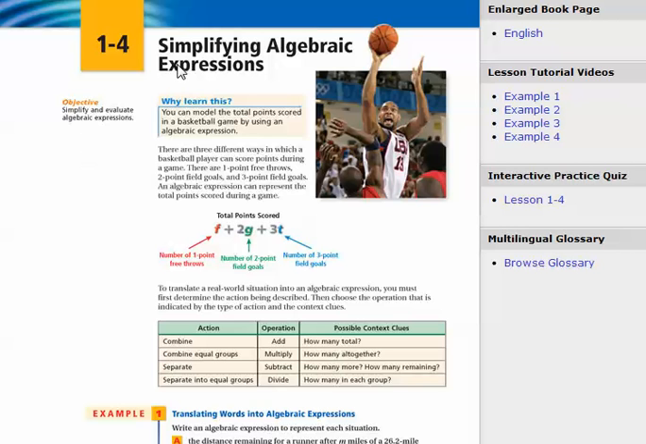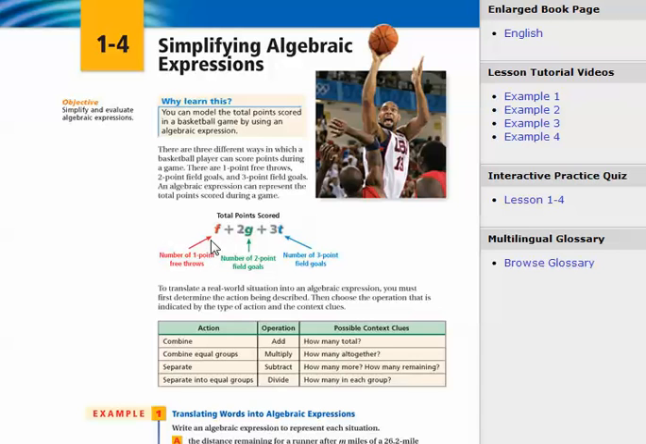When we talk about algebraic expressions, what we're talking about are basically numbers and letters put together with plus and minus signs. We're not really talking about an equal sign. We're not trying to solve for a variable. We're actually just trying to simplify and combine different terms. And so this is an example here of an algebraic expression.